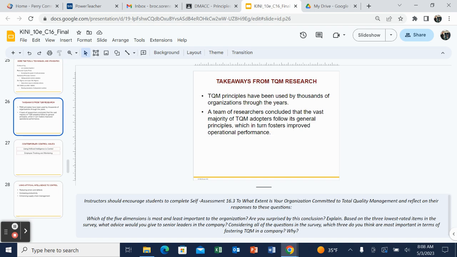So then we take a look at the takeaways from TQM research. So TQM principles have been used by thousands of organizations through the years. A team of researchers concluded that the vast majority of TQM adopters follow its general principles, who in turn foster improved performance. So with TQM, I guess the gist of it is if you follow the principles, if you give yourself to the research, it does work. It does work. It's an effective tool for managers to help decision making, help continuous improvement within an organization.